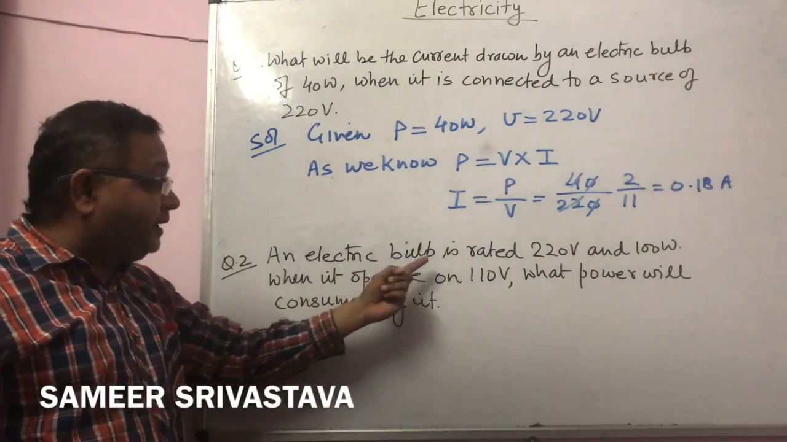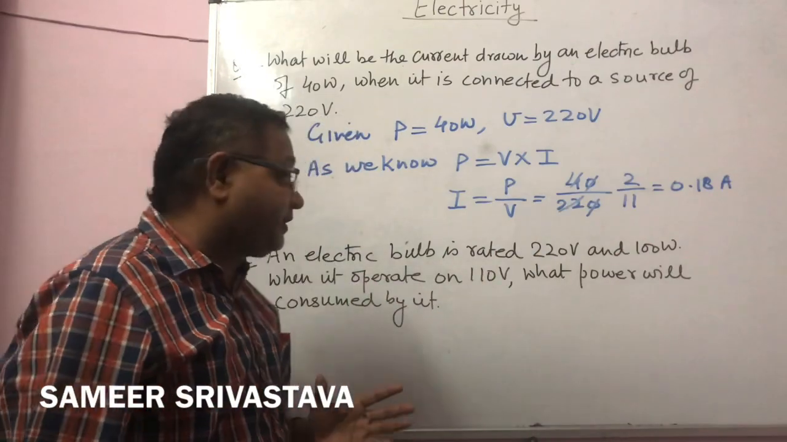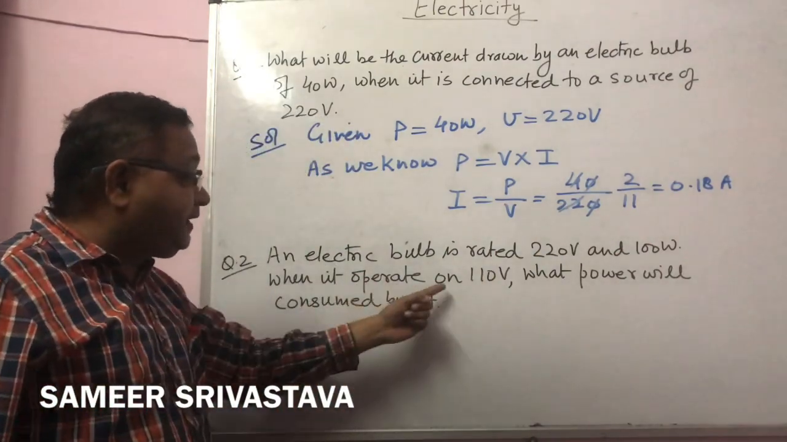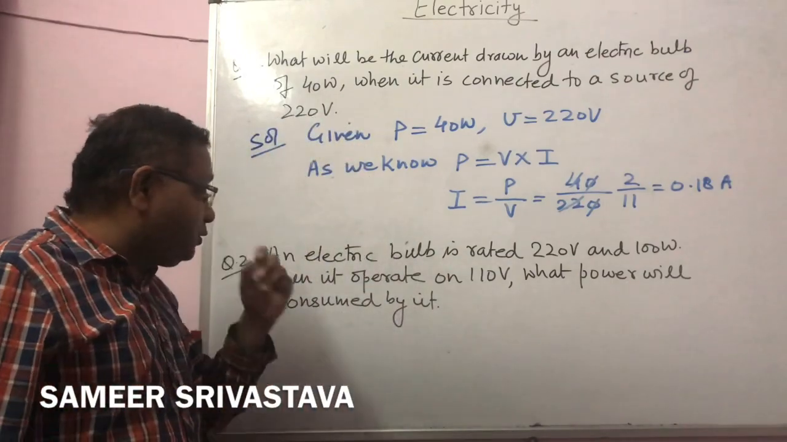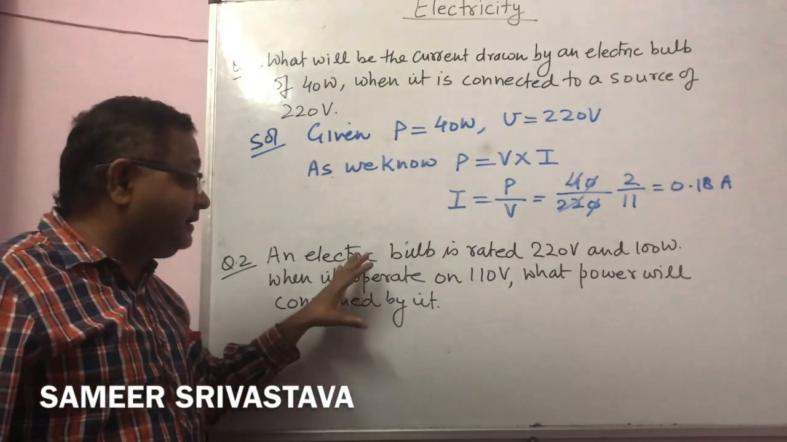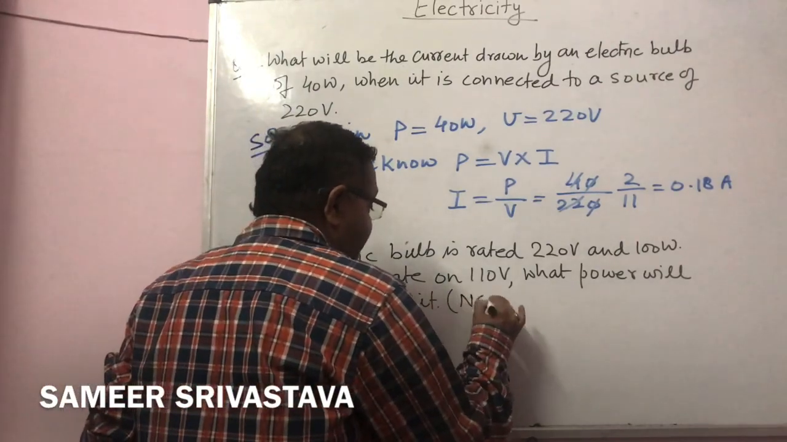Now, the second question. An electric bulb is rated 220 volt and 100 watt. When it is operated on 110 volt, what power will be consumed by it? A very interesting question, and this question is in the NCERT book.